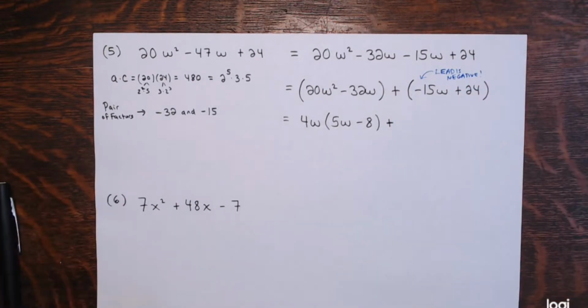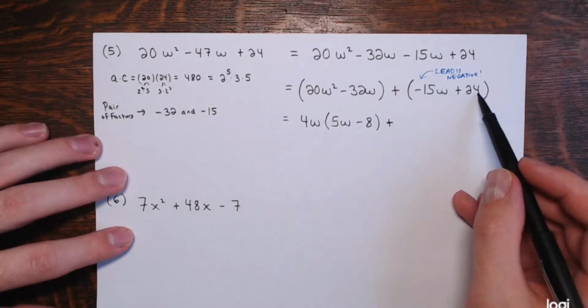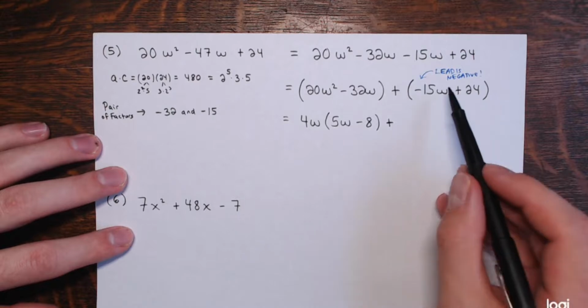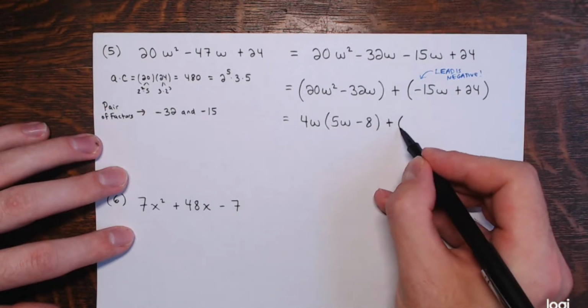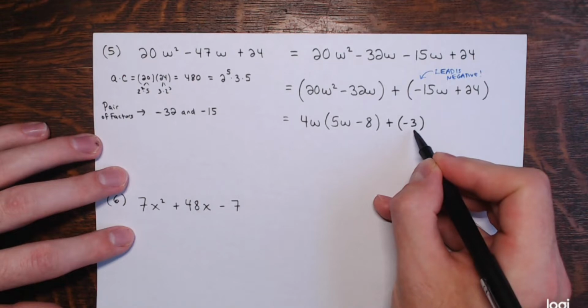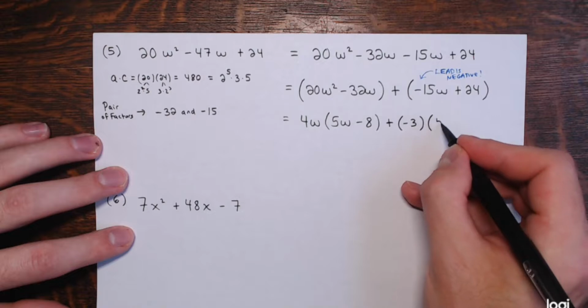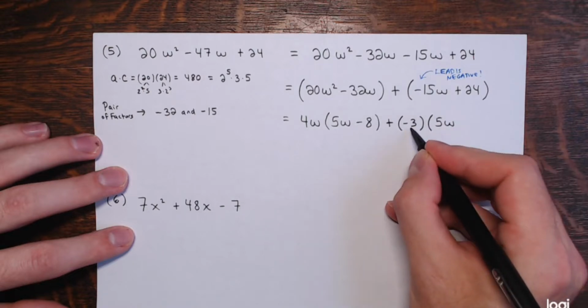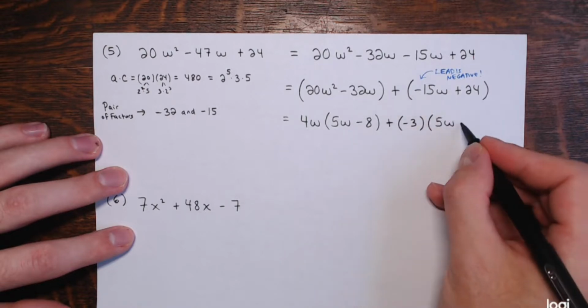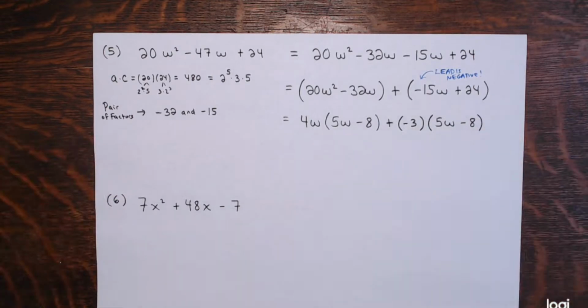Right, the lead is negative, so I'm going to pull out the opposite of the greatest common factor. Now the greatest common factor would be 3, but because the lead is negative, I'm going to factor out negative 3. Right? Again, this is the opposite of the GCF. And if I factor out negative 3, what's left over is positive 5w, right? Negative 3 times 5w is negative 15w, and then minus 8. Negative 3 times negative 8 is positive 24. Right? That's why you pull out the negative GCF, the opposite.